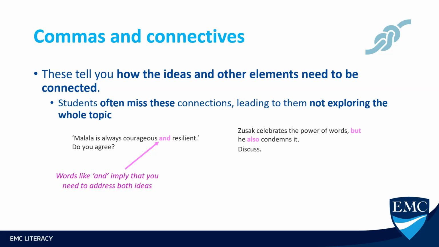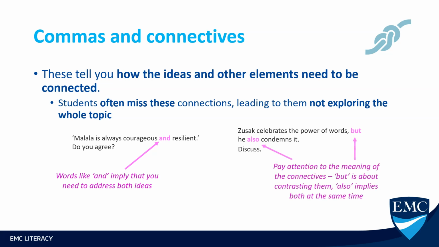In the second topic, we have a similar situation. Zusak celebrates the power of words, but he also condemns it. Here we need to pay attention to the meaning of the connective words. "But" is about contrasting these two parts of the statement, showing how they're different. "Also" implies that both are happening at the same time. So we need to explore how Zusak does both at the same time. How does he celebrate and how does he condemn words in the same book?